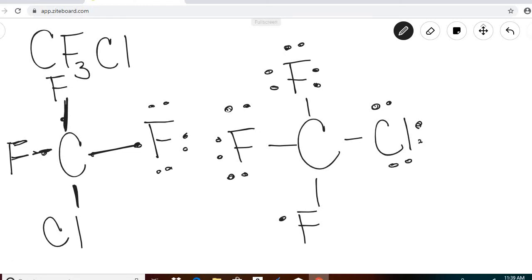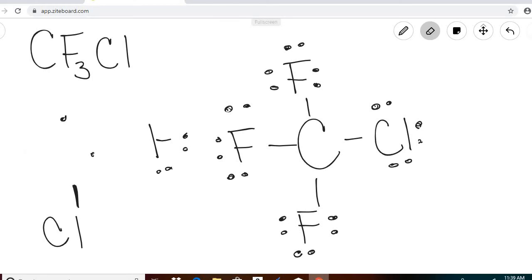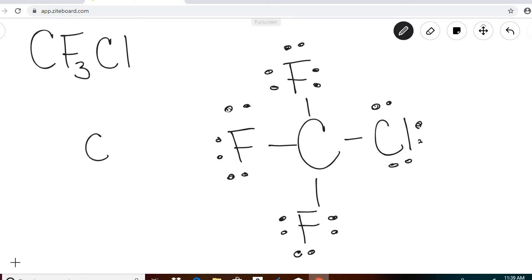So now everybody has 8 valence electrons at least some of the time. Okay, so then let's look at the shape. The carbon has 4 pairs of electrons around it, and all of them are bound, so that tells us that it's tetrahedral. So we'll put the carbon in the middle, and we can draw a fluorine here and a fluorine there, and then our little triangle for a fluorine, and then we can draw our chlorine like this.